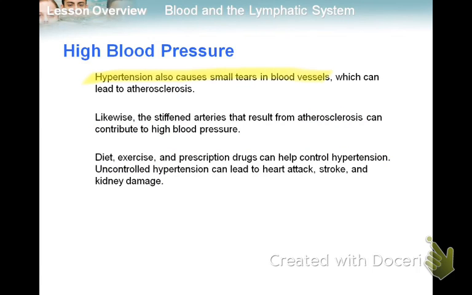Hypertension can cause small tears in blood vessels, which can lead to atherosclerosis. And then the stiffened arteries that result from that contribute to the high blood pressure. Diet, exercise, and prescription drugs can help control hypertension, but uncontrolled hypertension can lead to heart attack, stroke, and kidney damage.